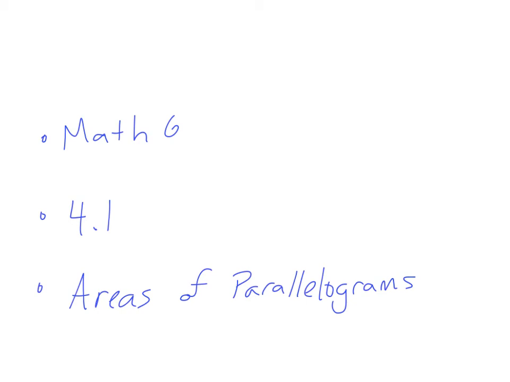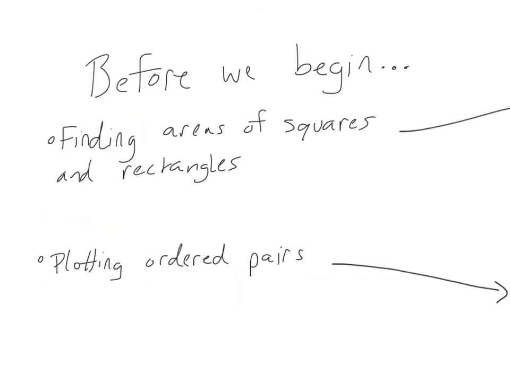Hey everyone, welcome to the first video for chapter 4, which is all about areas of polygons, but today we're talking specifically about areas of parallelograms. Alright, so before we begin, there's a couple things we need to be good on. It is finding areas of squares and rectangles, and then also plotting ordered pairs.